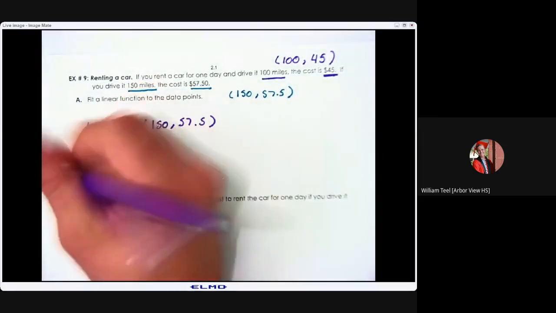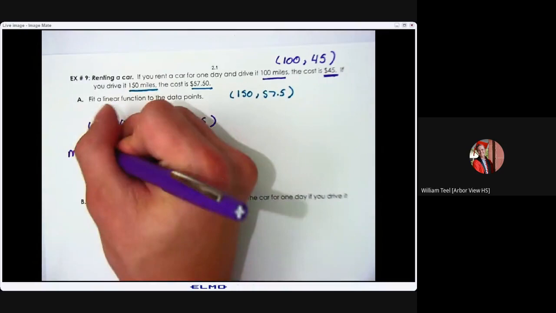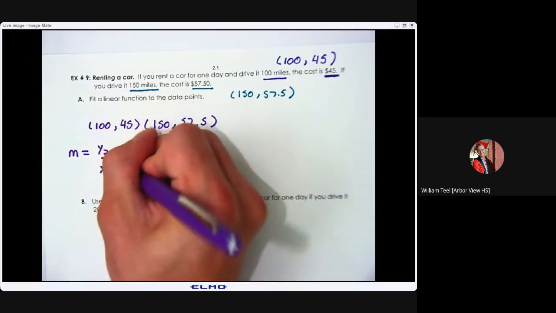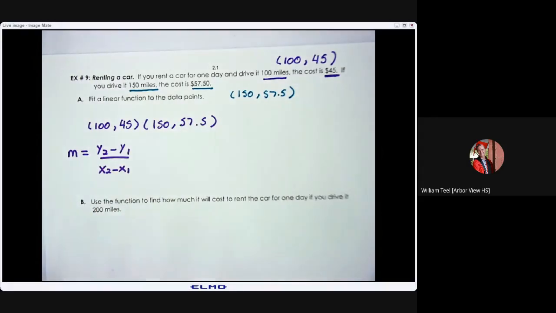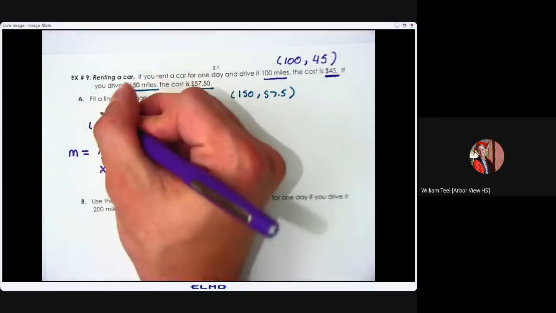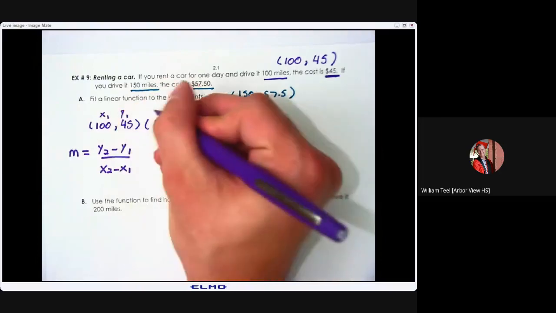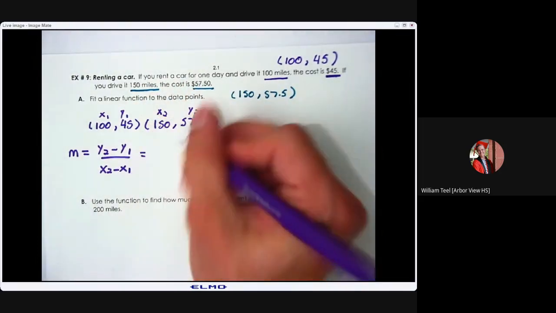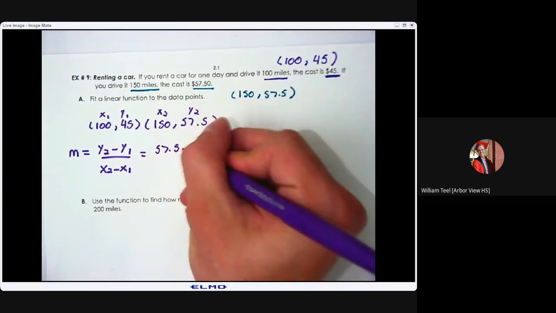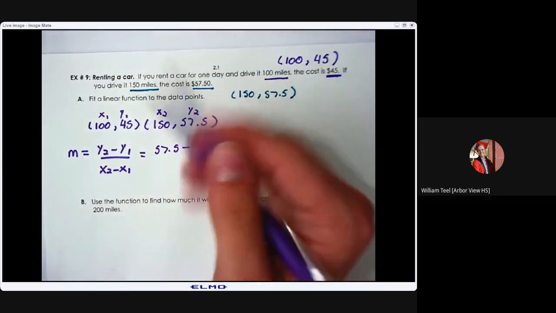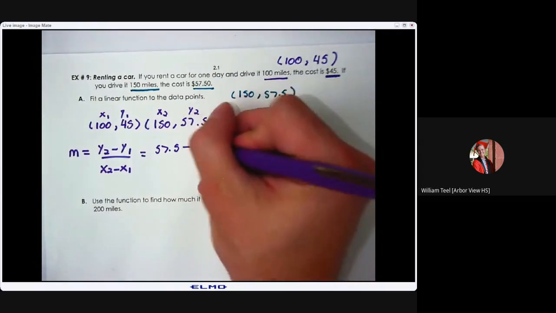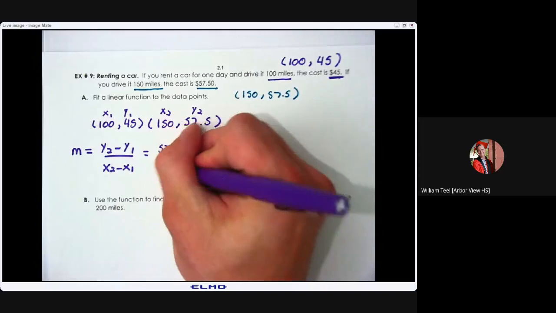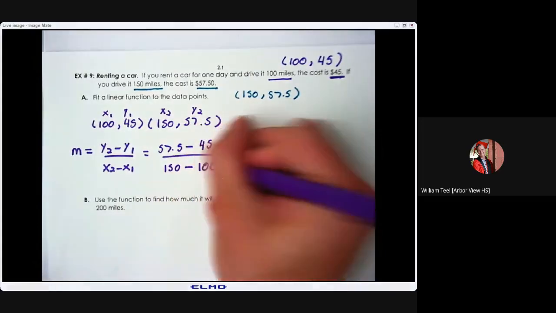The slope formula, if you remember, is m equals y2 minus y1 over x2 minus x1, thinking back to Algebra 1. If I plug in these values, I'm going to say this is x1, this is y1, this is x2, this is y2. If I plug those in, y2 is 5750, y1 is 45, so 5750 minus 45. x2 is 150 minus x1 is 100.